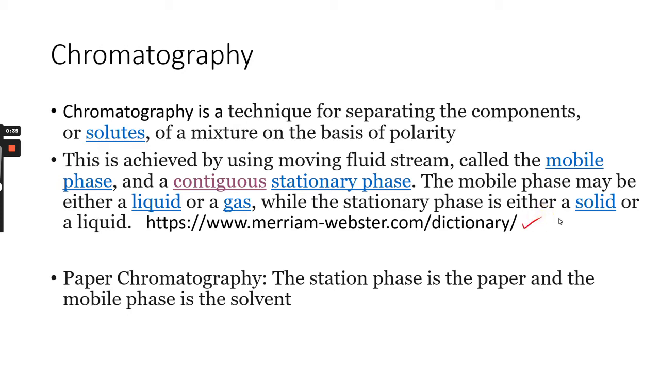So in particular, we're going to talk about paper chromatography. The stationary phase in this case is paper. Sometimes it's little strips of white paper. And the mobile phase would be your solvent.